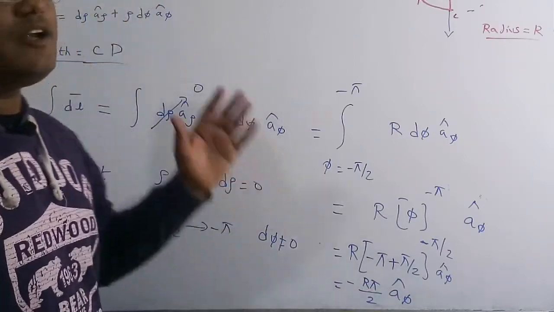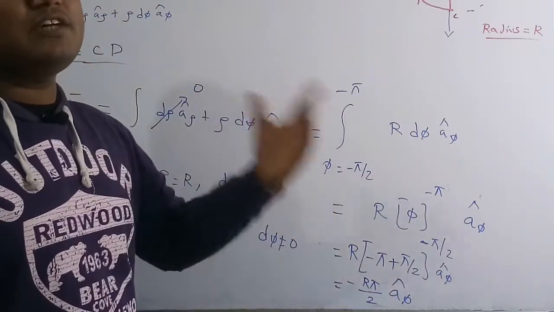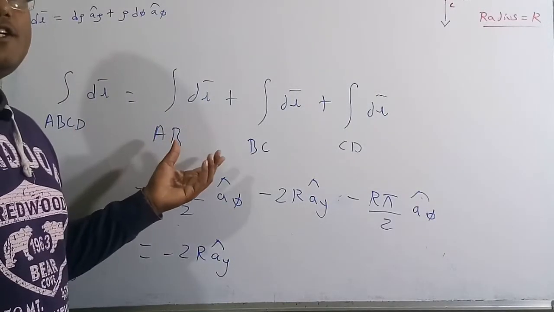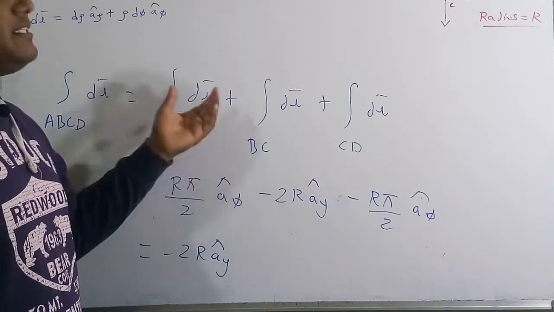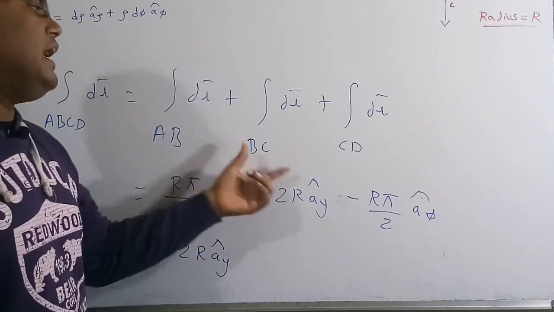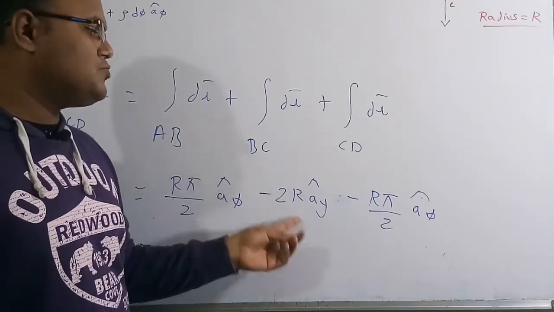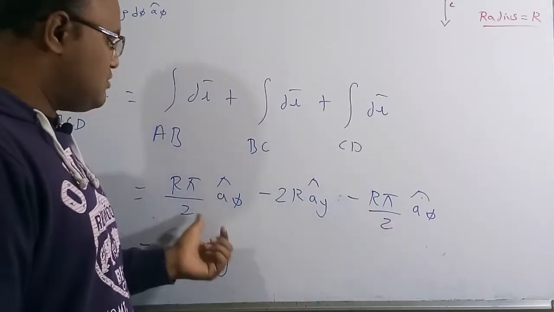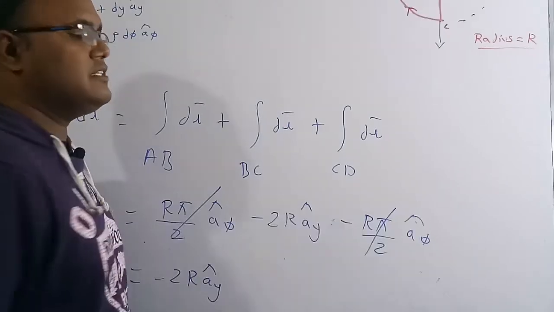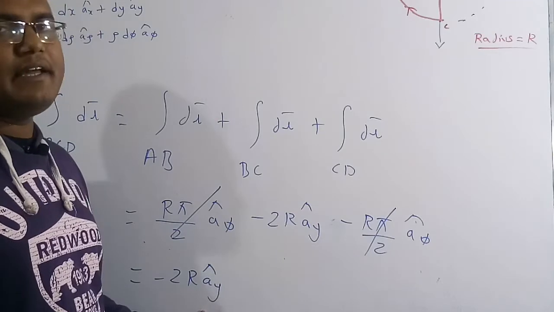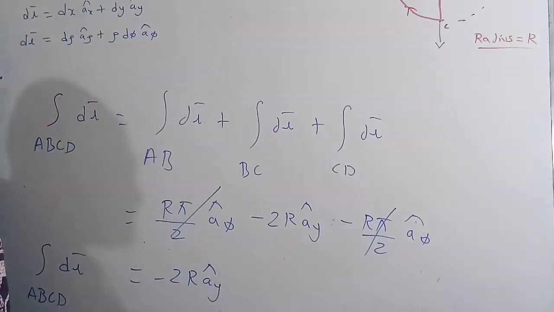So now we are going to add all the 3 path integrals, and then we are going to get the solution. Overall path integral ABCD dl bar, we have divided into 3 paths, and we have done the integration for each and every path. For the path AB, we got the result r pi by 2 a phi cap, and for the path BC, we got the result minus 2r a phi cap, and for the path CD, we got the result minus r pi by 2 a phi cap. So these are the same magnitude with opposite sign, therefore they are going to get cancelled by each other. So the only thing remaining is minus 2r a phi cap. So therefore, the overall path integral ABCD dl bar is equal to minus 2r a phi cap, which is the correct solution of this question.